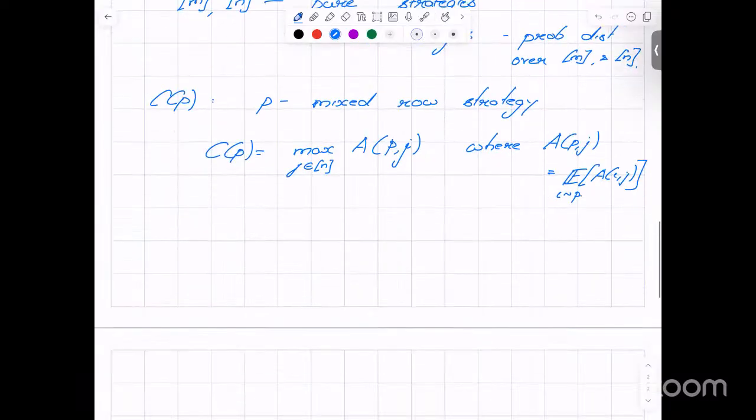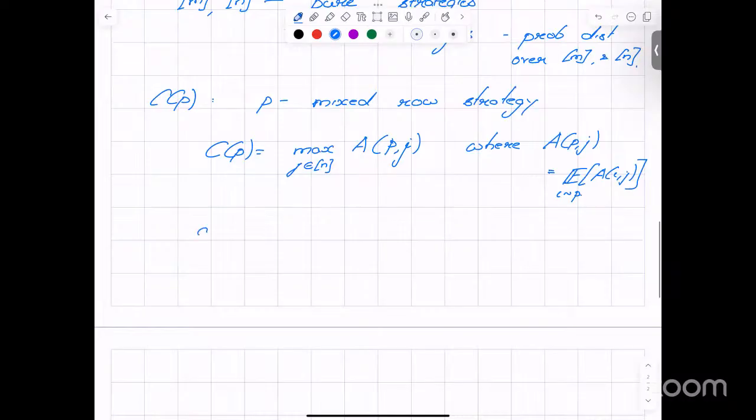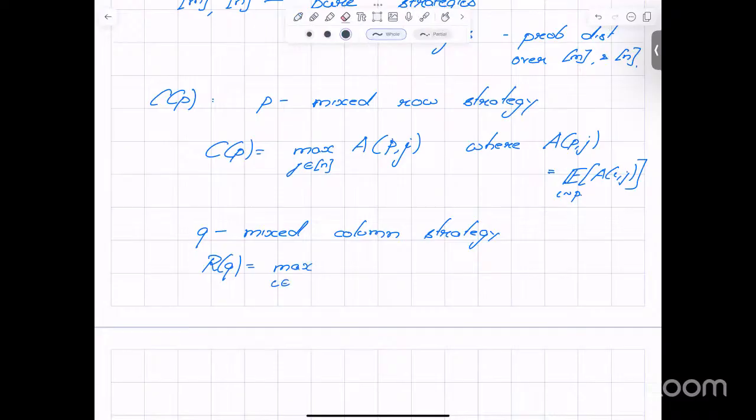And similarly, we can define, if Q is a mixed column strategy, R(Q) with a max over, sorry, the min.